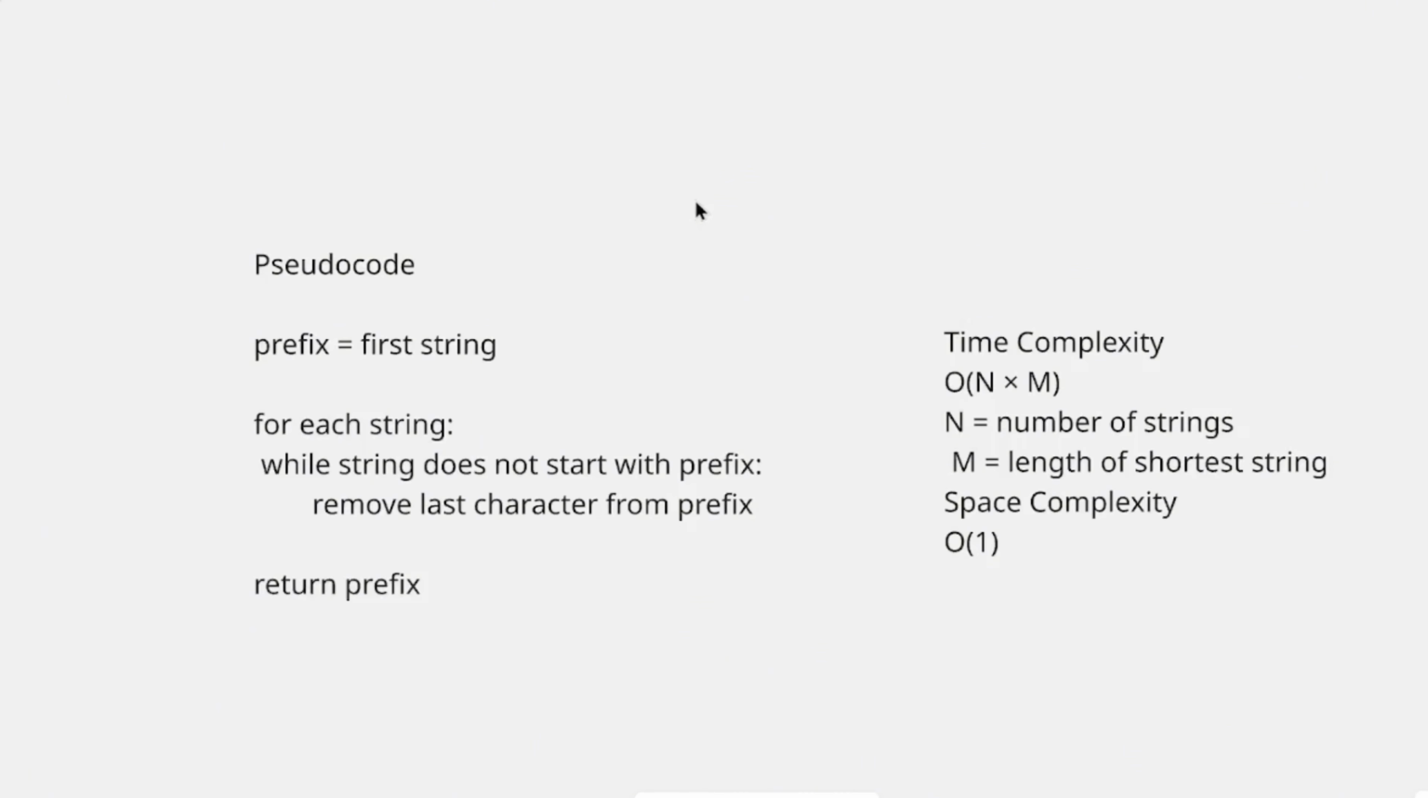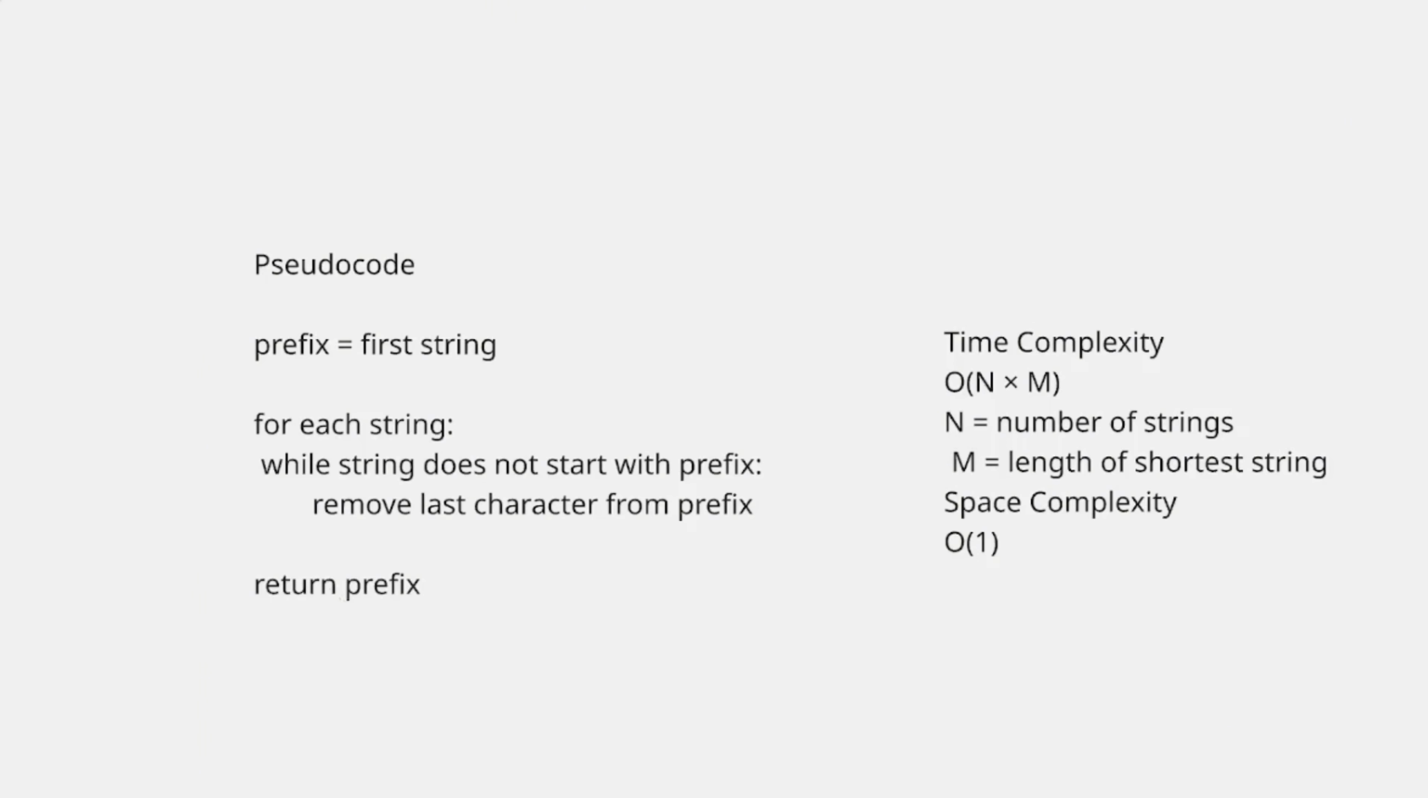So here is our pseudocode and the time complexity. In our pseudocode, we initialize prefix equal to the first string of the array. Inside the for each loop, each and every string will come. And we check in a while loop whether the string starts with the prefix or not. If it does not, we remove the last character of the prefix, and finally we return the prefix. I'll code it so that you will understand more clearly.